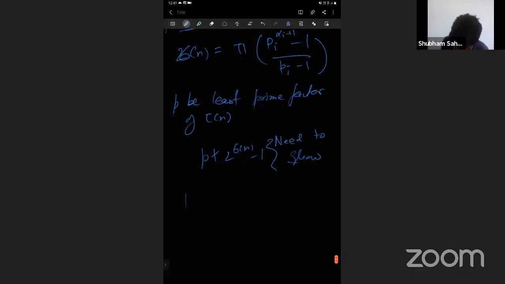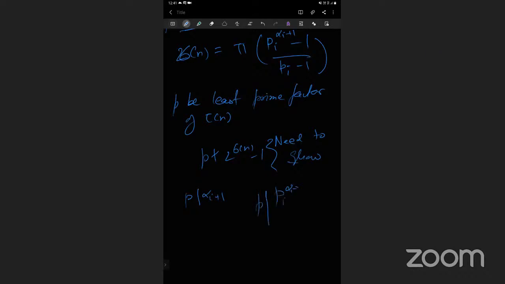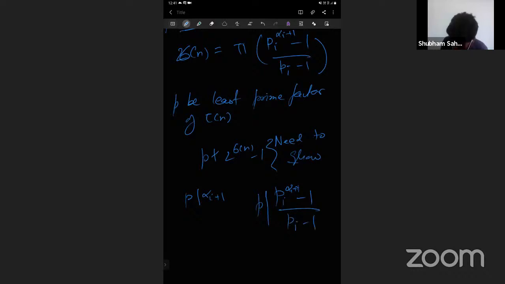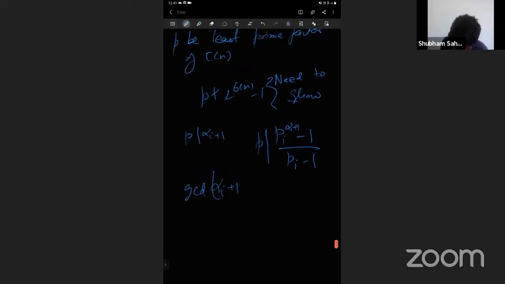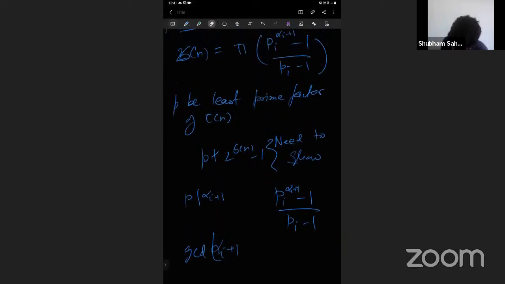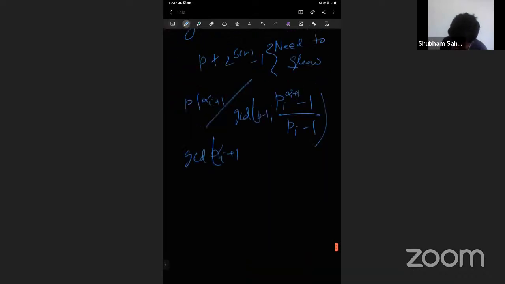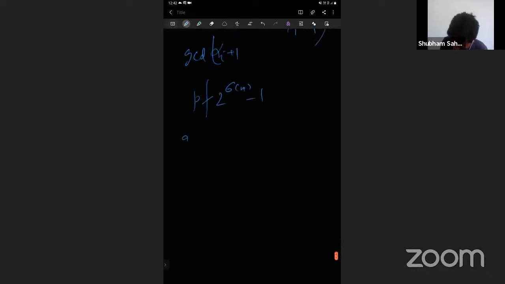So suppose p divides some alpha i plus 1. For p to divide (pi power alpha i plus 1 minus 1) over (pi minus 1), you need to have the GCD of p minus 1 and this thing. Right. So the thing is, you need to show that p does not divide 2 power sigma n minus 1. Now if you show that GCD of sigma n and p minus 1 is equal to 1, as the person in the audience suggested, then you're done, right? Because that would just imply the order of 2 is 1.